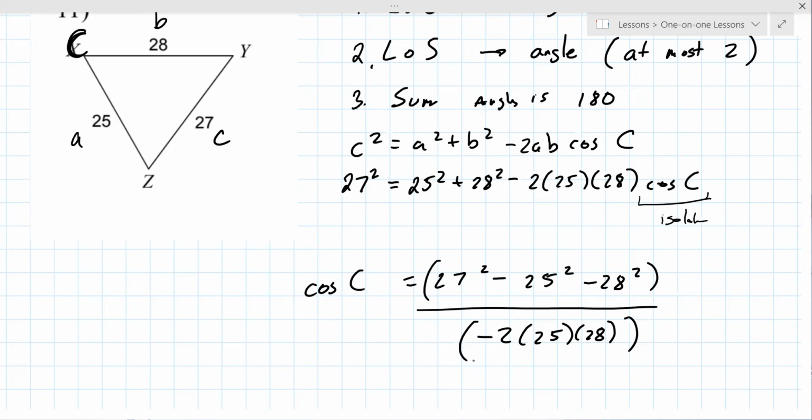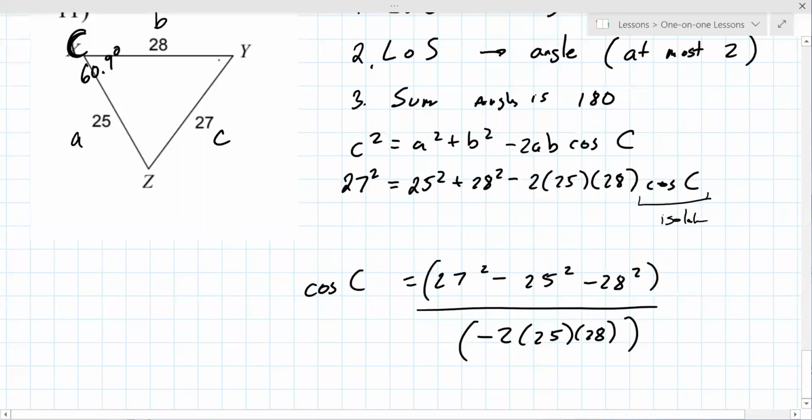I get 0.485. Okay, so take the cosine inverse of that. 60.94. So 60.9 degrees. Okay. All right, so now we're going to use the law of sines.